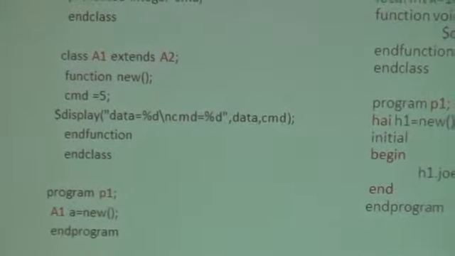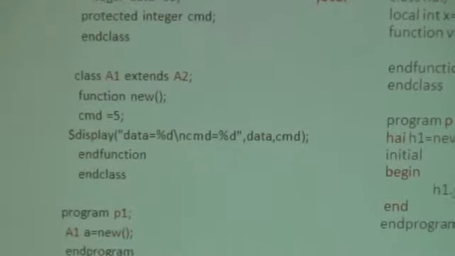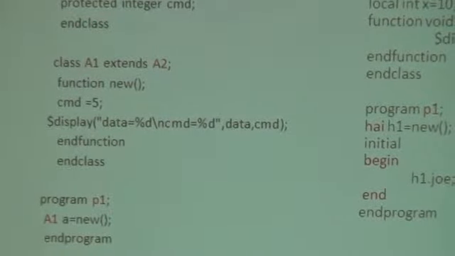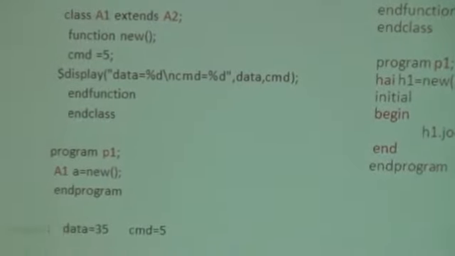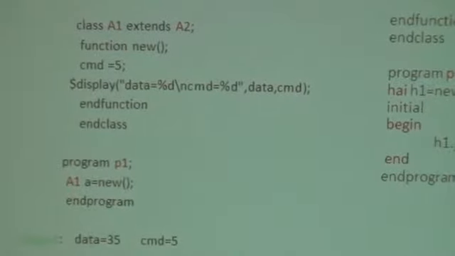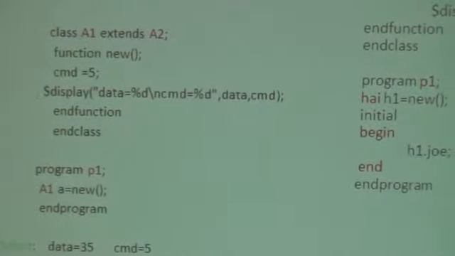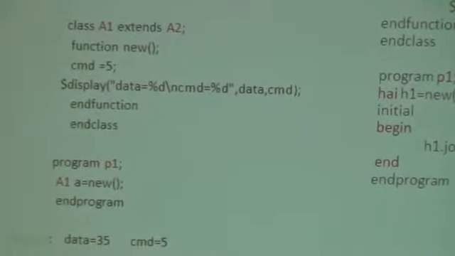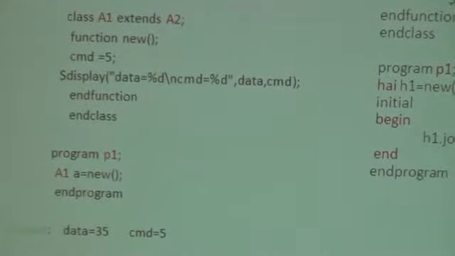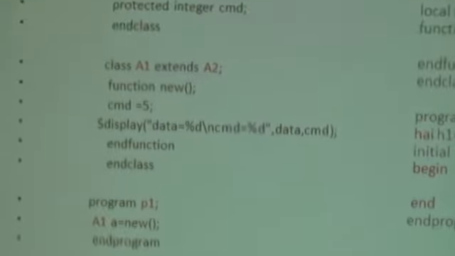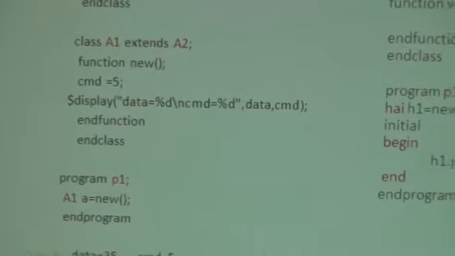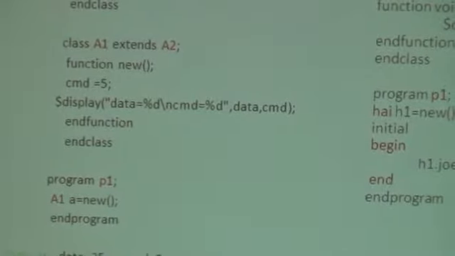Here A1 is the child class and A2 is the parent class, and we are extending the properties. There is a function new, and in the function there is cmd equal to 5, and I try to display the values, then end function, end class. That means inside the class A1 I have a method.